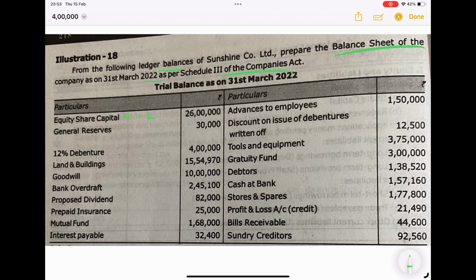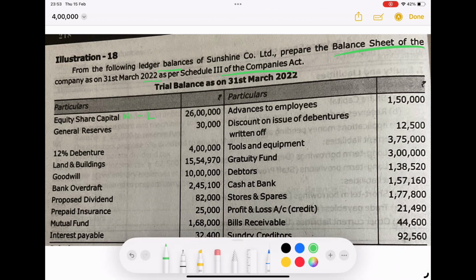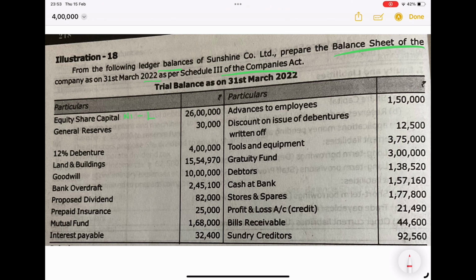Next, I think we'll change to red color so it will be more visible. So note 1, liabilities. Next, general reserves. Reserves and surplus is a separate heading in note 2, that is also under the liability side. 12% debentures and mortgage securities, these kinds of terms you should always remember. These are related to long term borrowings, nothing but note number 3. This is also a liability.